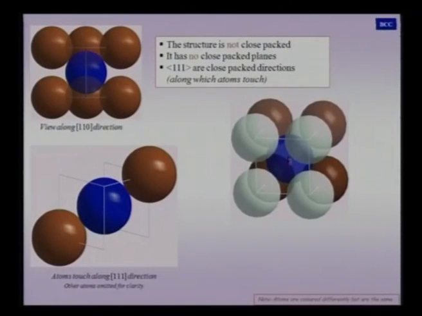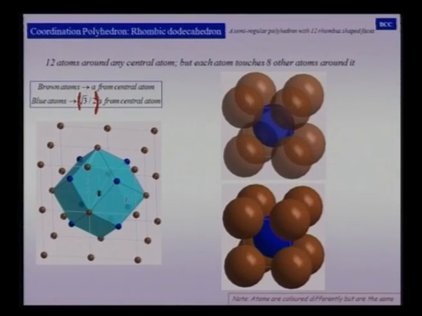Now we should note that whenever we deal with a new structure, it is very important that we look at the structure from various points of view, and try to understand some of these concepts we have been outlining again and again: the direction of close packing, the direction of touching, which of the atoms touch each other and which do not, and also the concept of the coordination polyhedron. That is a very important concept.